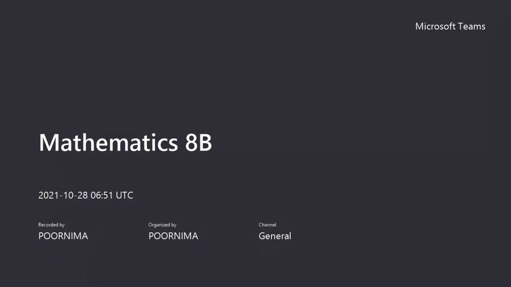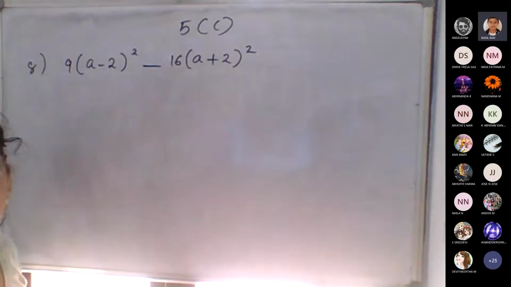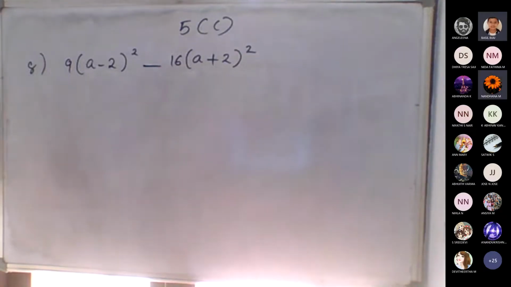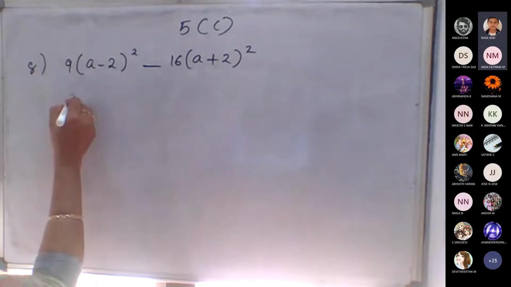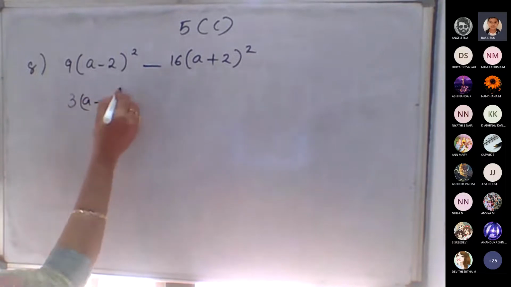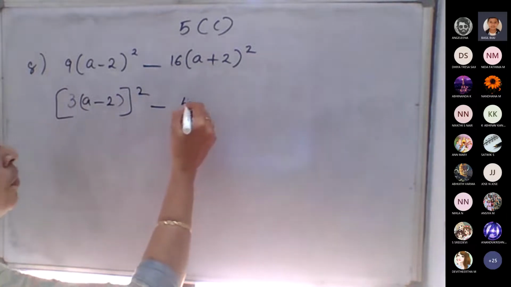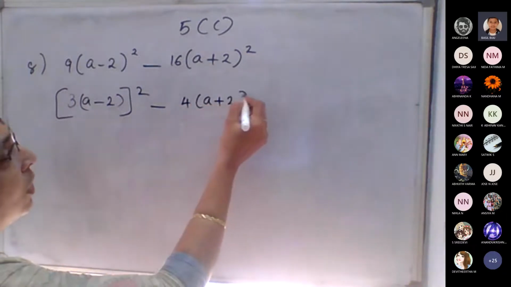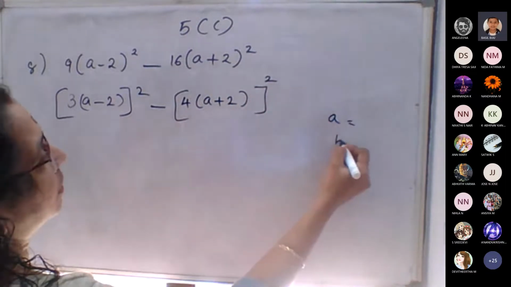Find 3 instead of 9 and 4 as 3 square. (3a minus 2) the whole square minus (4a plus 2) the whole square, plus 2 whole square. (a minus 2) the whole square minus 4 into (a plus 2), where a is equal to and b is equal to.